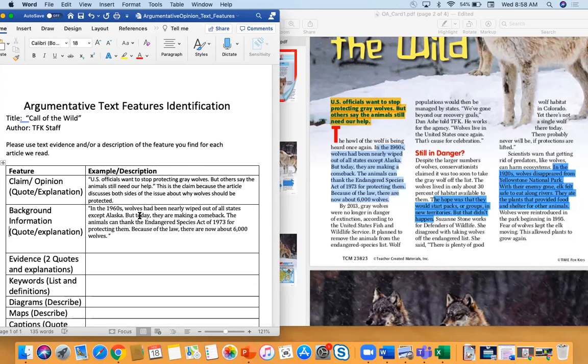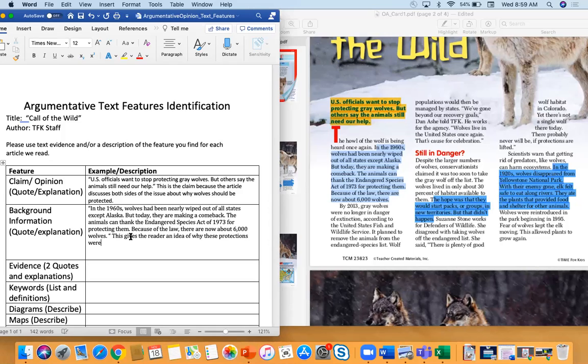So in the 1960s, wolves had been nearly wiped out of all states except Alaska, but today they are making a comeback. The animals can thank the Endangered Species Act of 1973 for protecting them. Because of the law, there are now about 6,000 wolves. Okay, so this gives the reader an idea of why these protections were first put into place.